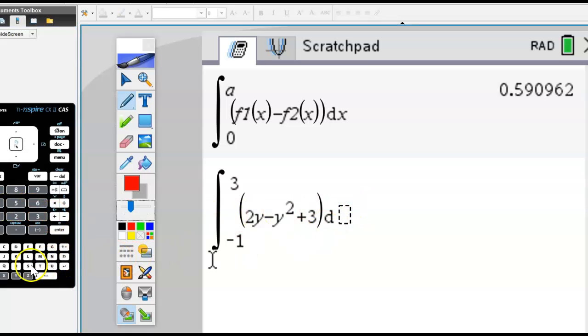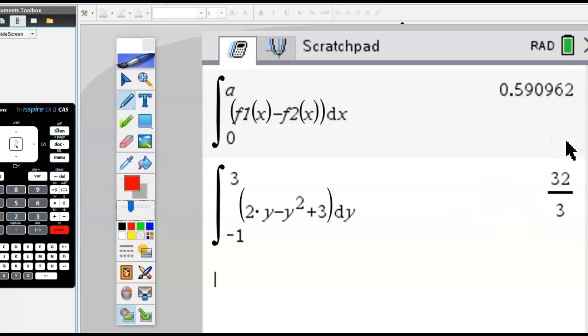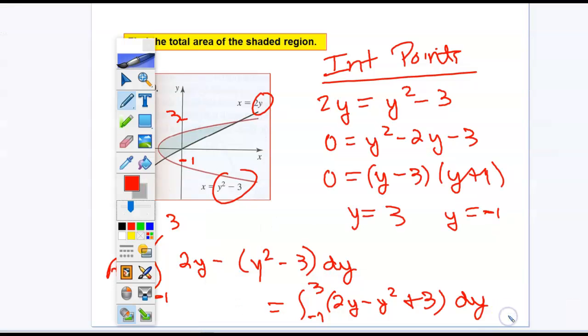And now you just have to tell the calculator you're integrating with respect to y. And if you hit enter, you get 32 over 3. So therefore, this answer is going to be 32 over 3.